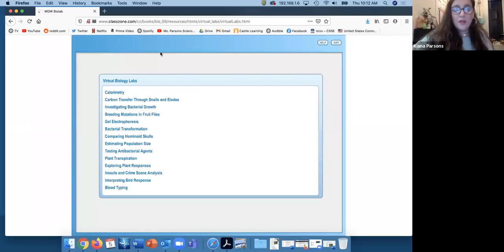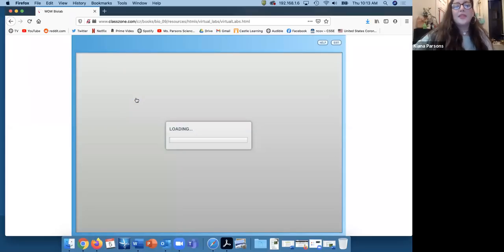But if you somehow will have access to a computer and you just were like, I can't do this, it's giving me this error message, all you have to do is run Adobe Flash and also download it.